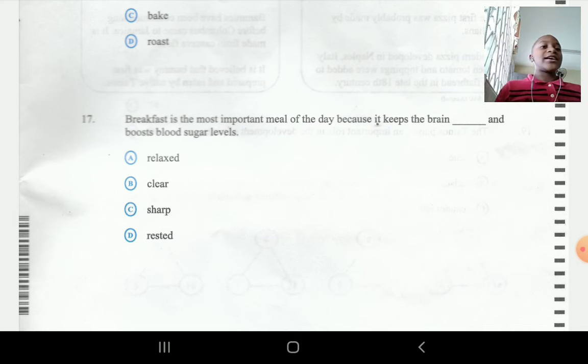Okay. But you all know the saying, breakfast keeps the brain sharp. Sometimes the ability test focuses on proverbs, so you need to extend your mind with that. Everyone watching the video, you need to extend your mind with that.